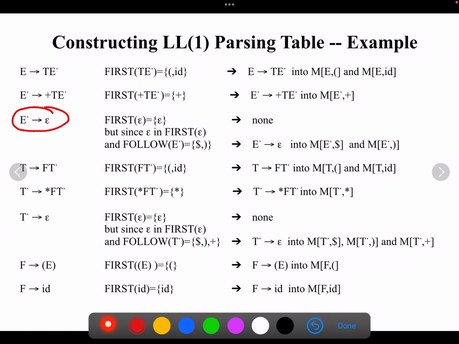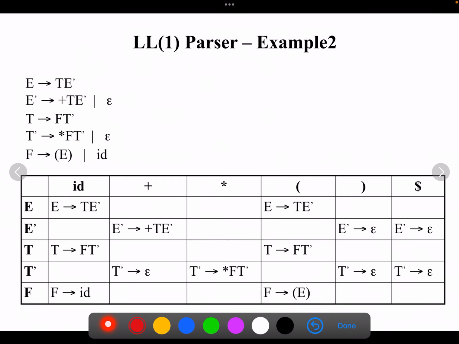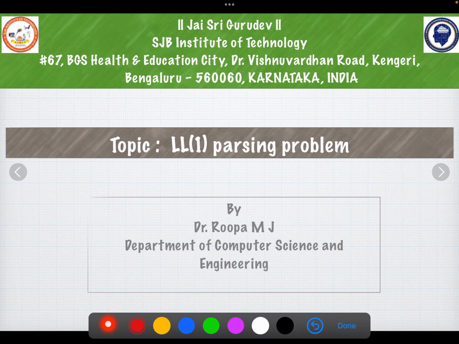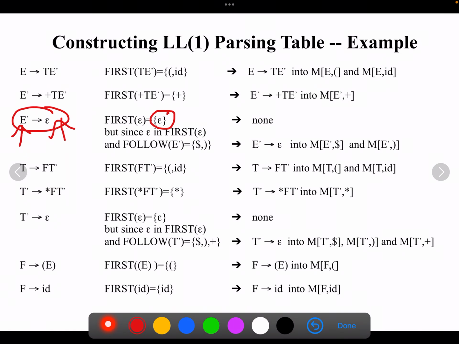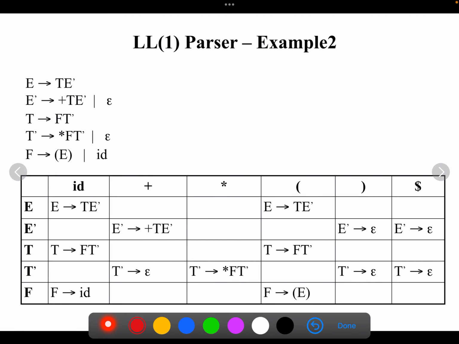First of E dash is having epsilon at this, right? So if it has an epsilon production, go to follow of E dash, and for that element you have to write this production. What is follow of E dash? We have already done, follow of E dash is dollar and closing parenthesis. For both elements dollar and closing parenthesis, you have to write E dash produces epsilon. Closing parenthesis and dollar should include the epsilon production.